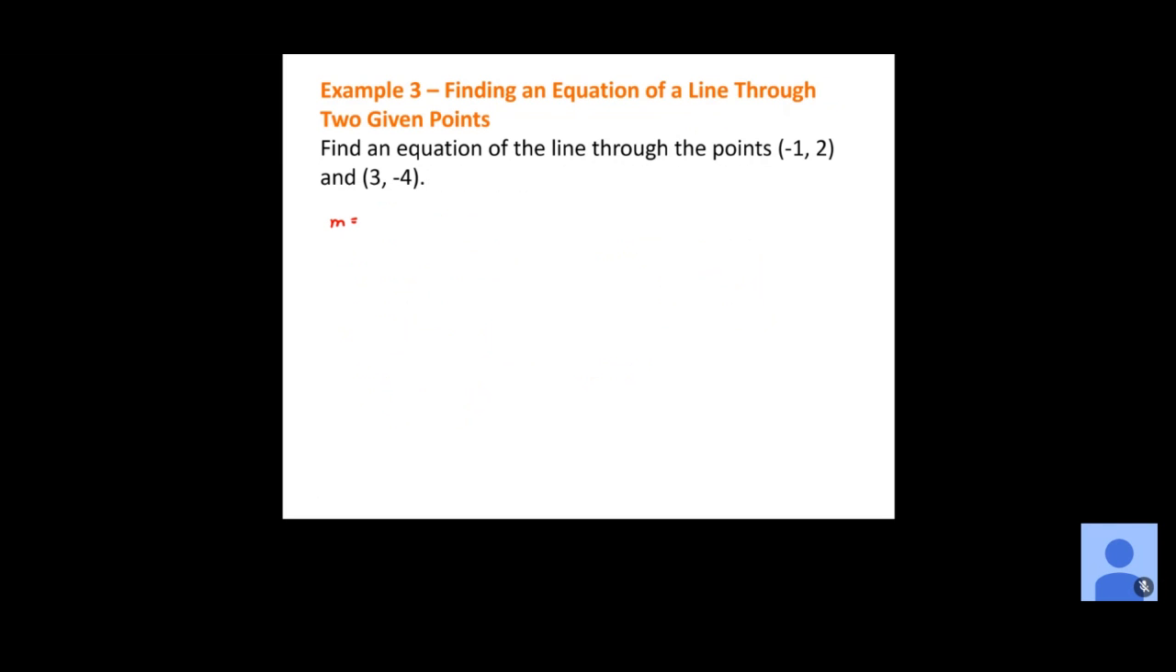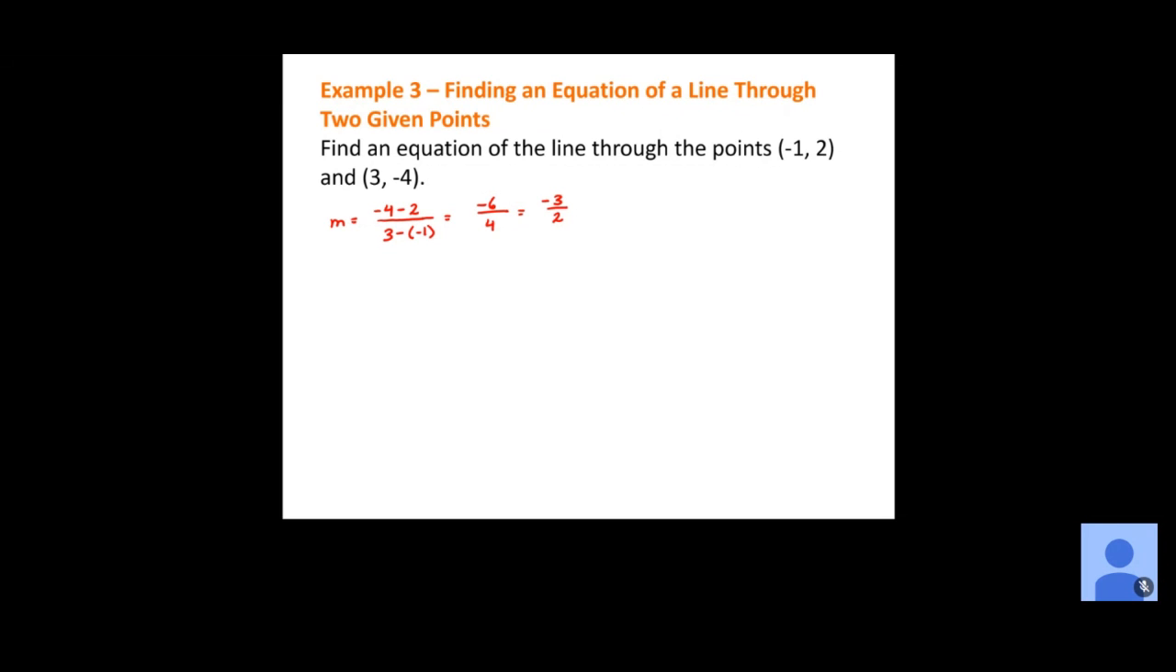In this case, I'm going to go with y2, that's -4, minus y1, which is 2. I'm going to divide that by x2, which is 3, minus x1, which is -1. Now, if we subtract, -4 minus 2 should give us -6. 3 minus a -1 becomes addition, so that gives us 4. And now if we divide each of those numbers by 2, that's going to give us -3 over 2. So our slope is -3/2.